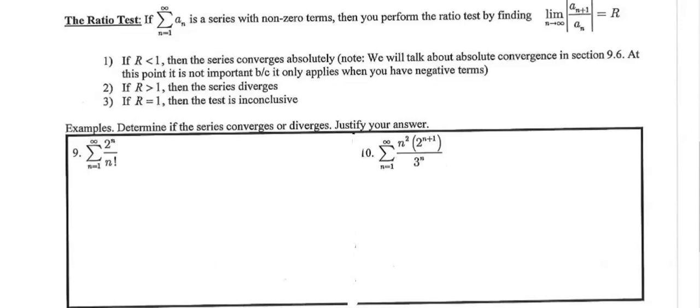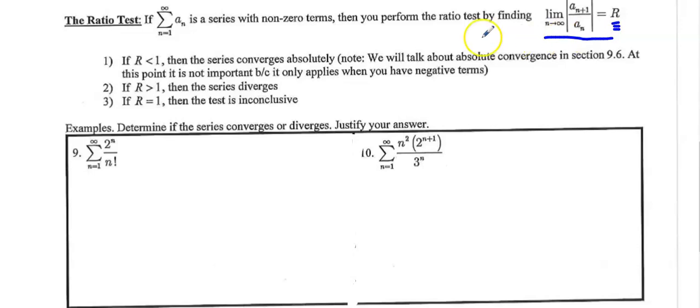Hello all, welcome. We're going to talk about the ratio test right now. The first thing about the ratio test that we want to talk about is we want to find the limit as n approaches infinity of our second term over our first term. And so once we find that limit, what we really care about is what this r is.